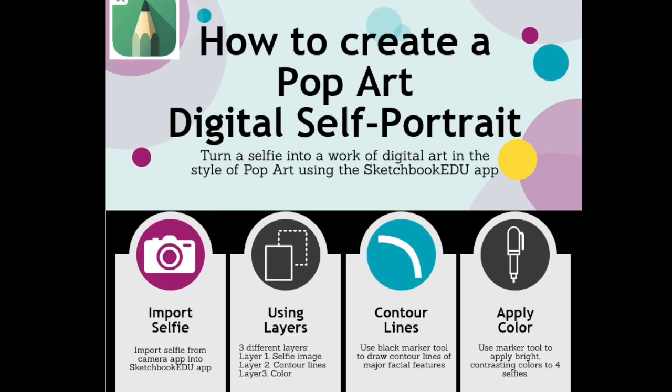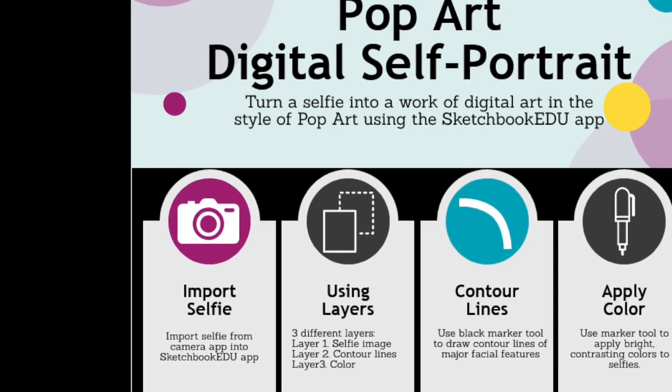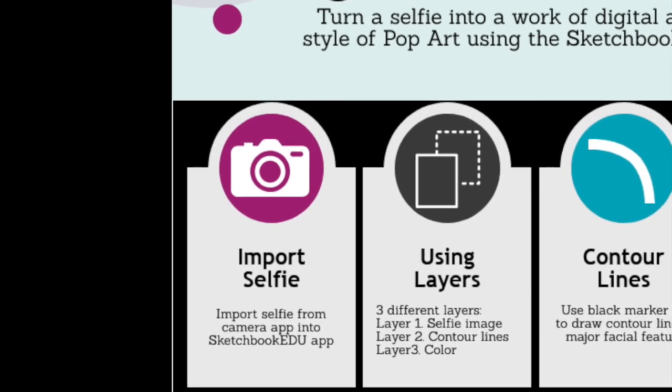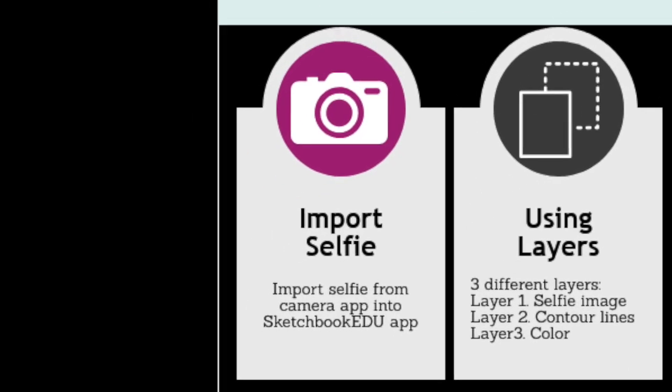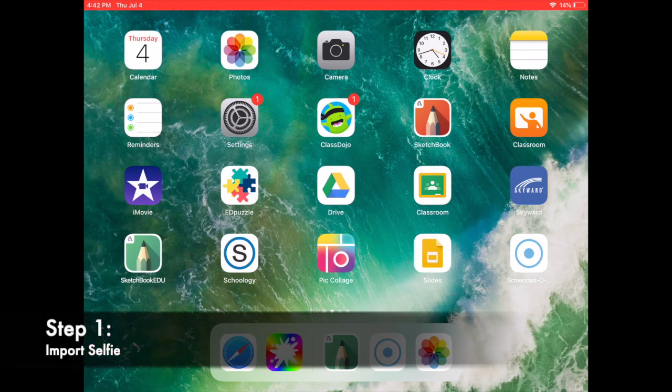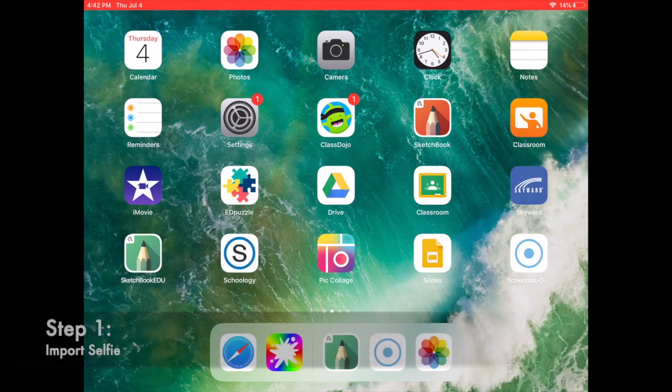This digital self-portrait art project was broken down into 6 major steps. Step 1. Take a selfie using the camera app. Import an image into the Sketchbook for Education app. As you can see on my screen here, the Sketchbook for Education app icon is in the bottom left-hand corner. It is the green one that has the pencil on it that I'm going to tap.